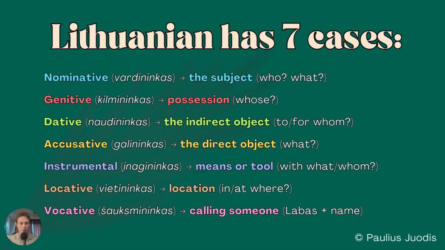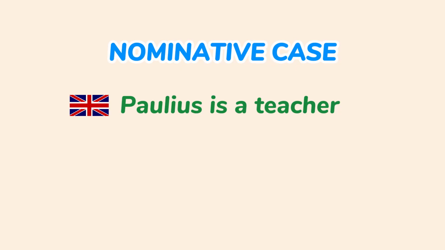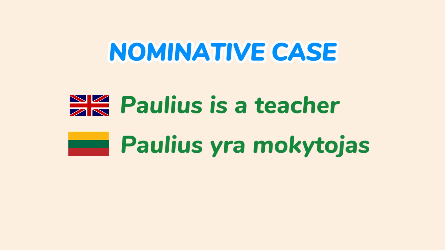So, for example, all nouns in the English language are written in the nominative because in English, the endings of nouns and adjectives don't change. So, let's take a sentence saying, for example, Paulius is a teacher. I could say Paulius yra mokytojas. So, Paulius is the subject.